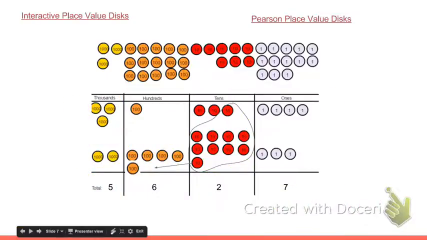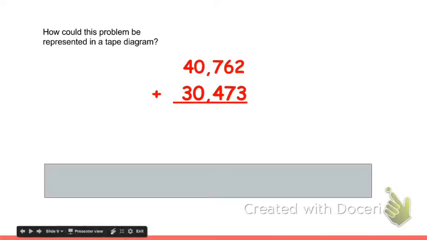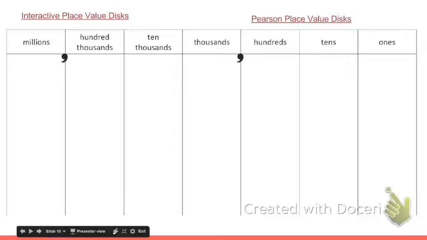Okay, moving on. Isn't this the one we just did? Yes. Okay. How could this be represented in writing? I'm going to give you time to work on that. And I want you to go to this one too. How could this problem be represented in a tape diagram? And then look, you could build it again. You can build it with our place value chart.